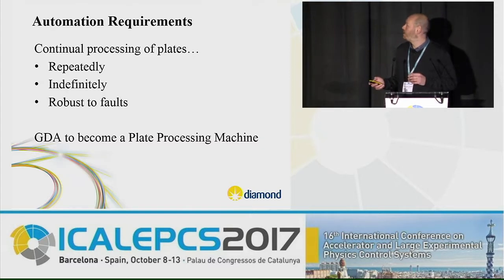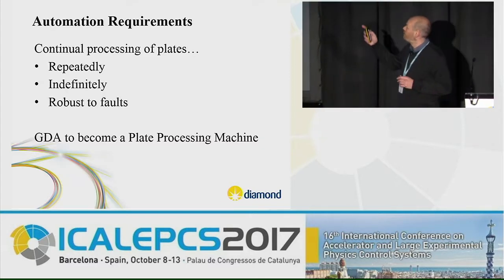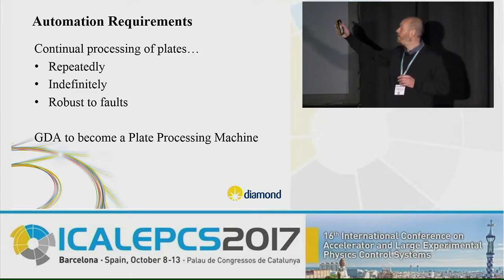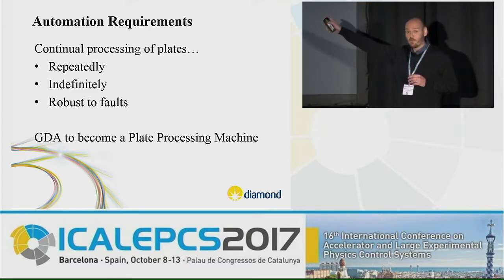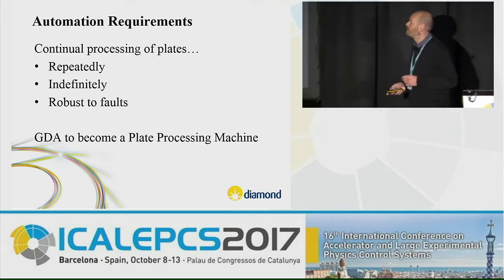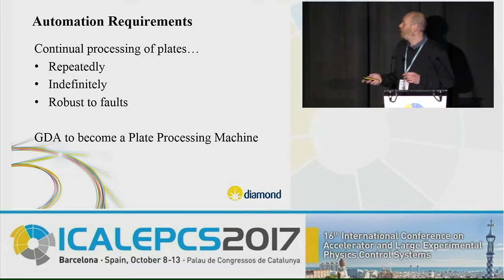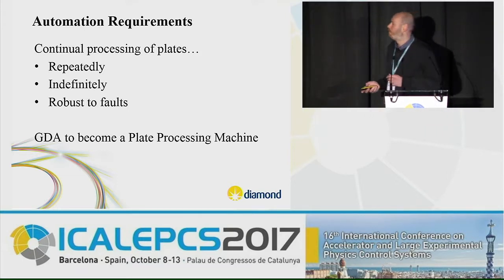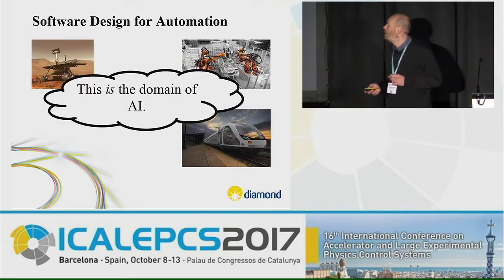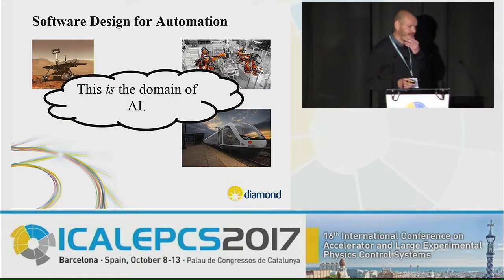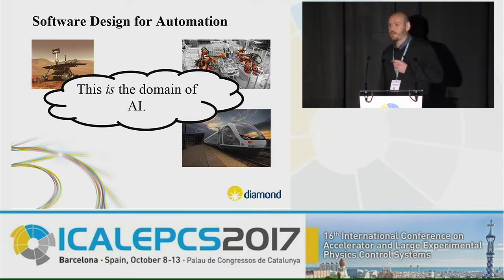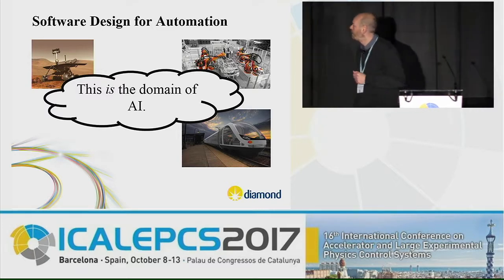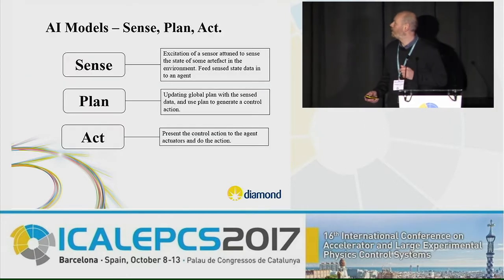It's automated. So GDA, in effect, would need to do this repeatedly, indefinitely, and very importantly, with robust defaults. Otherwise, it's not an automated system. So in effect, GDA has become a plate processing machine. When we talk about automation, this is the domain of AI. This is where we look for our models and our architecture for automation.